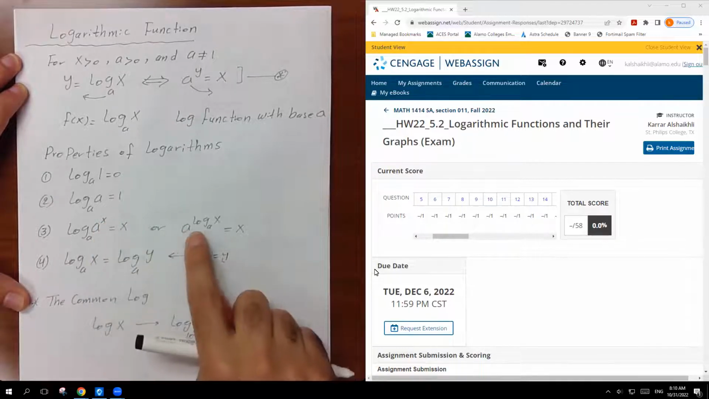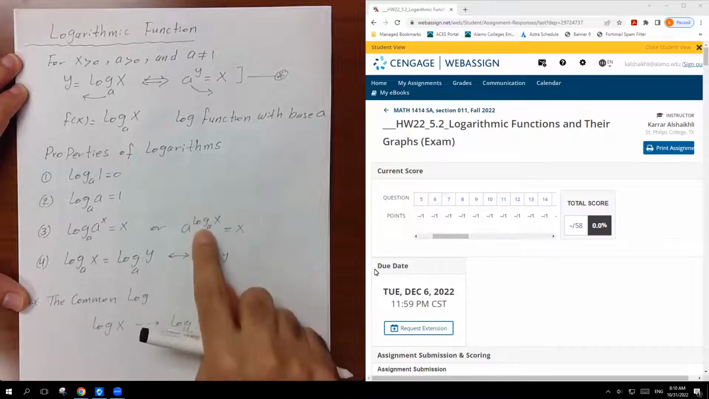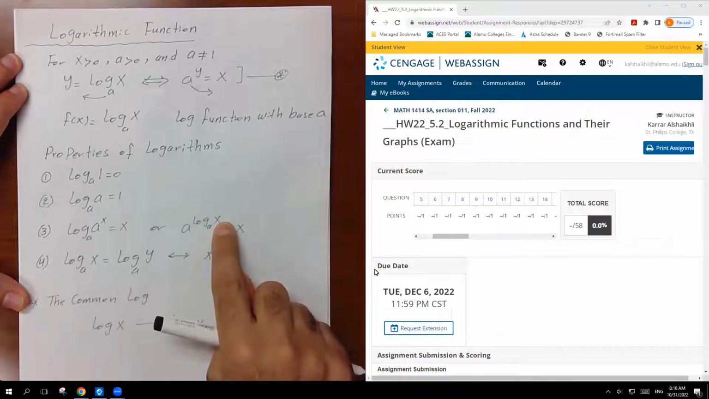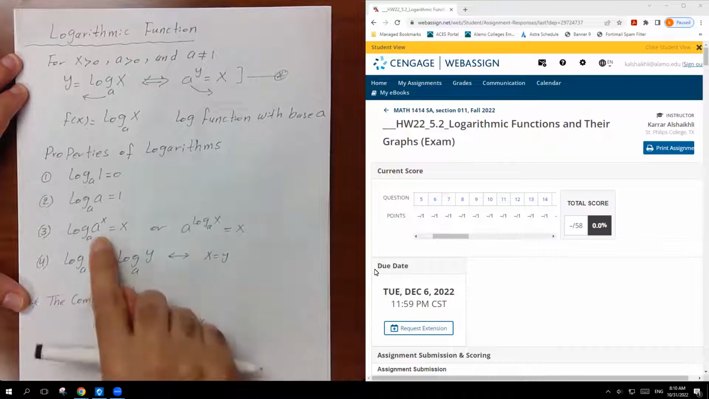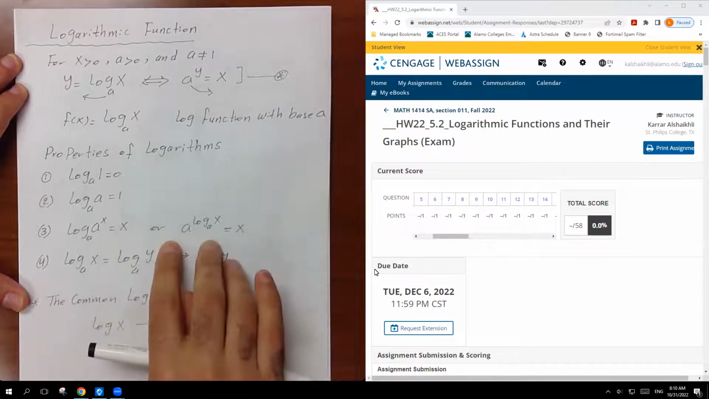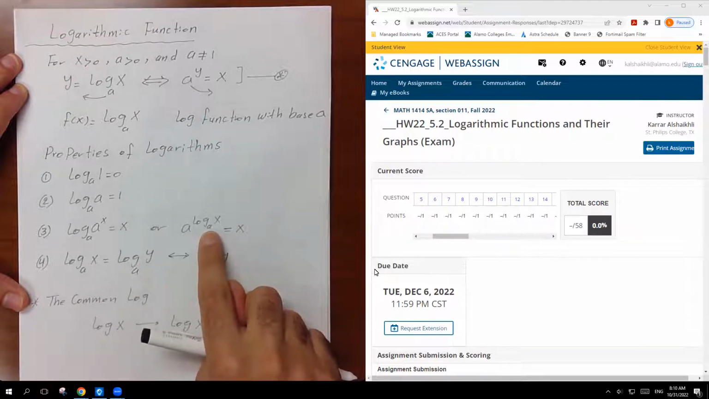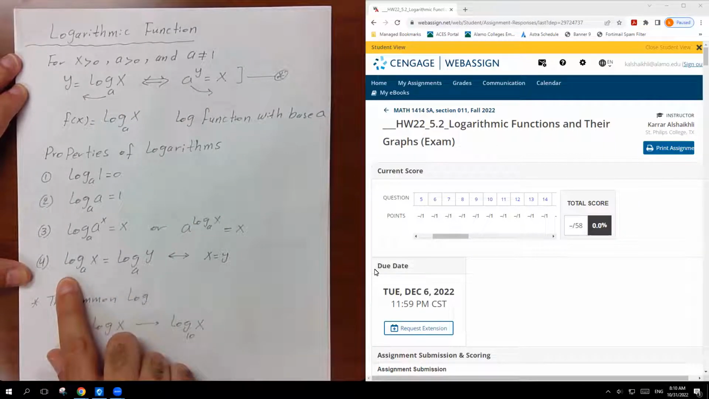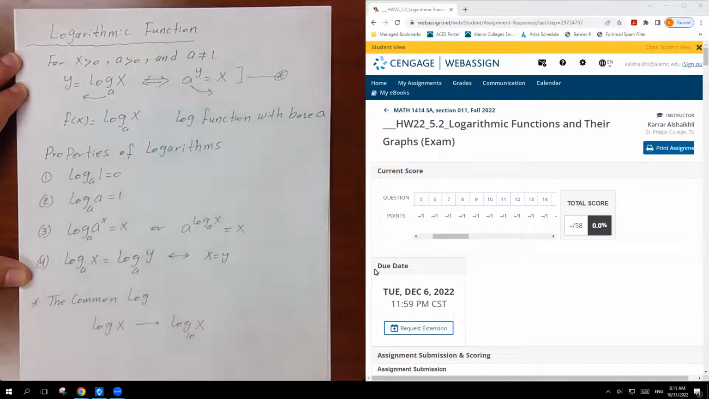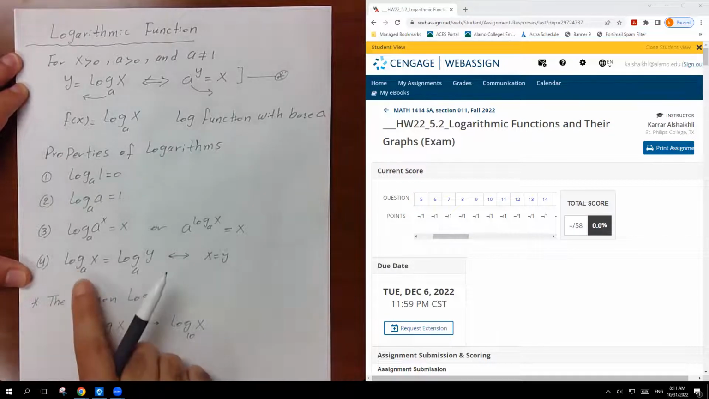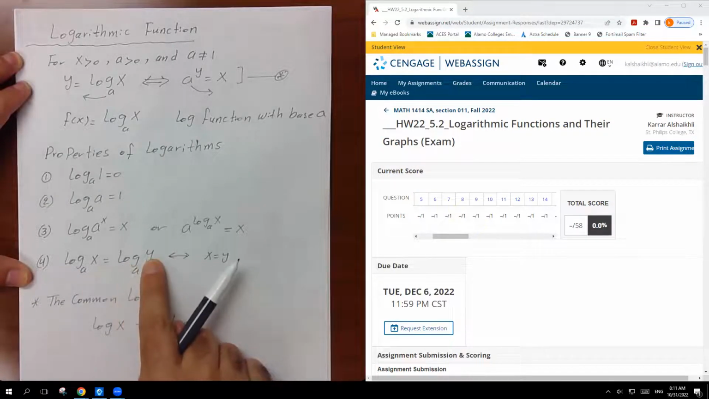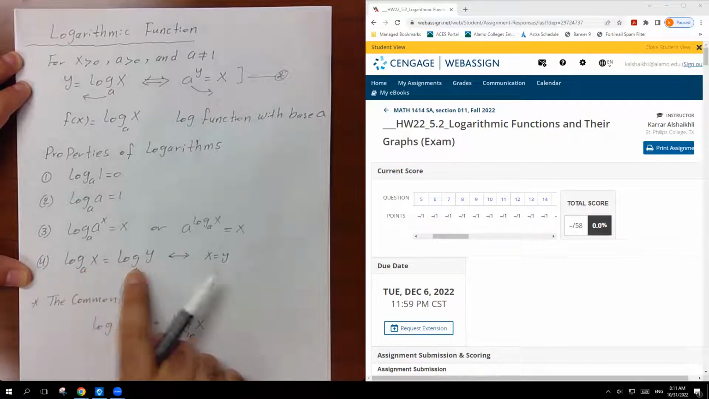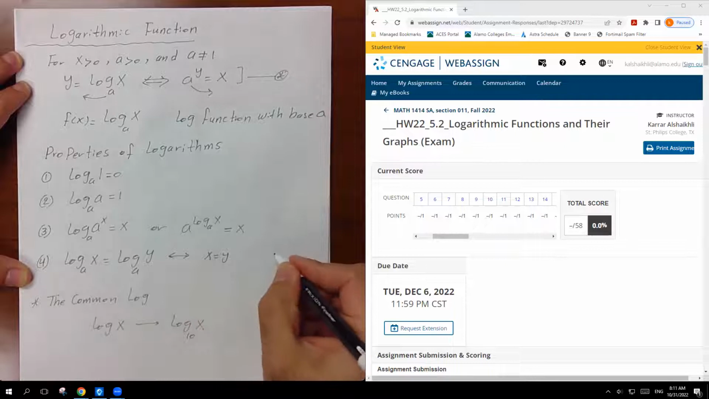The same thing for this rule. If you have a to the power of log with the base a of x, the result is going to be just the x. So these are really important rules, and we're going to check them in section 5.4, how we're going to find this rule. Rule number 4, log to the base a of x. This is also really important to find the solution. Log to the base a of x equals log to the base a of y. If you have log on both sides, that means x equals y. This is the one-to-one rule.